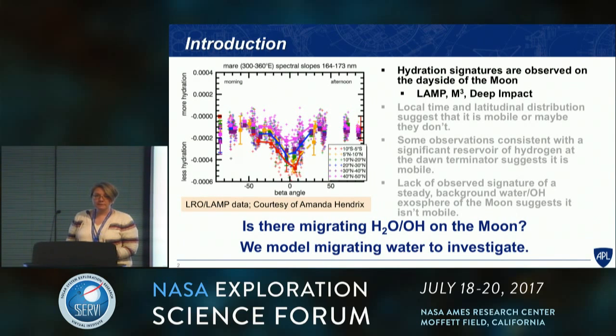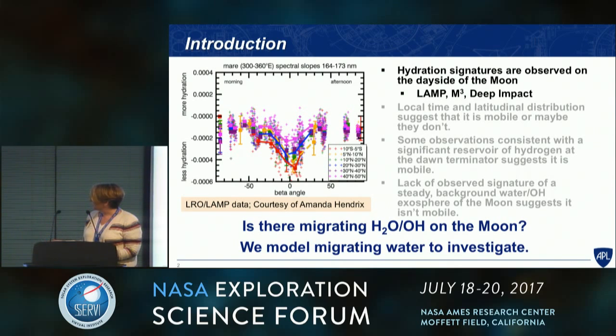So there are lots of data that are consistent with this, and there is some sort of diurnal signal in the data. But what we don't understand is whether this local time and latitudinal distribution means that there is actually a mobile component of hydration. Another alternative could be that it's produced and lost in place, and it's just a change in the steady state balance as a function of local time and latitude. What we also don't know is that some observations may be consistent with a significant reservoir at dawn, but those are inconclusive at the moment.